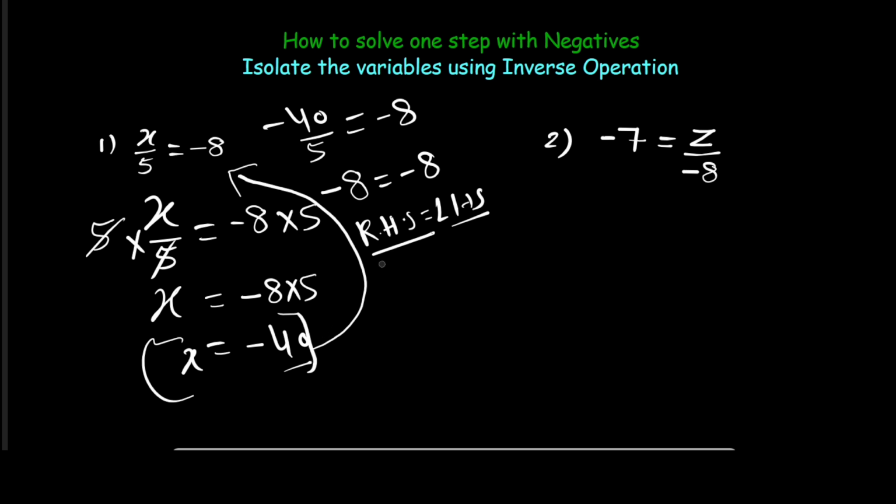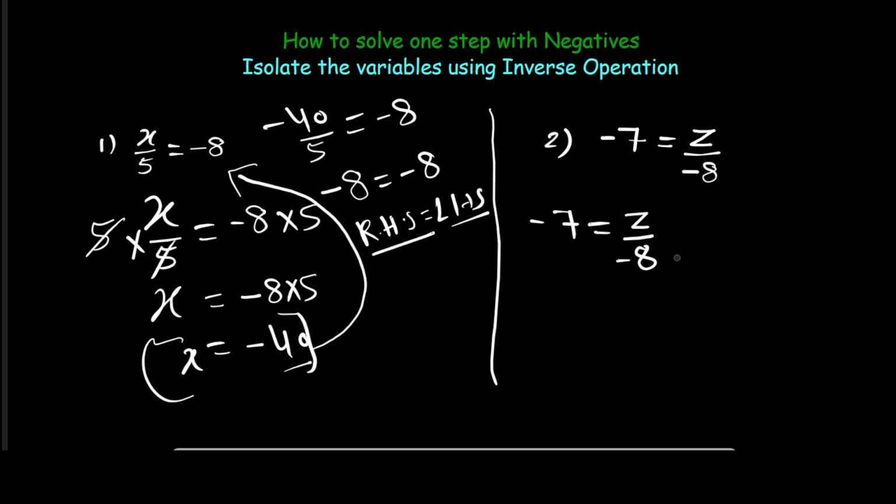So moving forward to the next question. Here we have minus 7 equals z divided by negative 8. So I'm going to rewrite it: minus 7, or negative 7, equals z divided by minus 8.